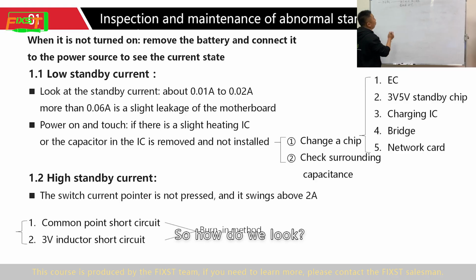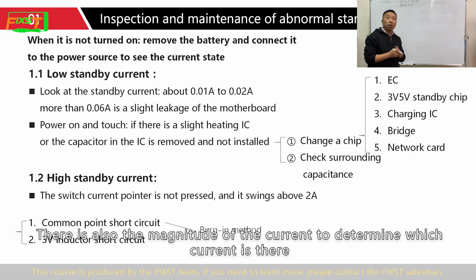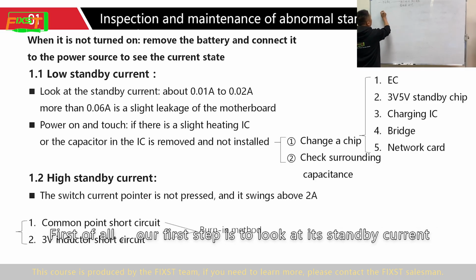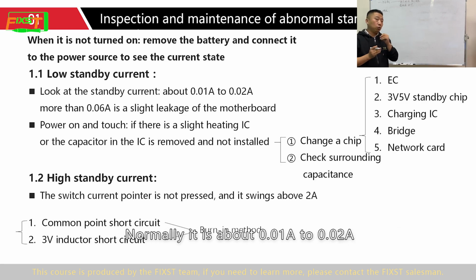So how do we look? We take some common failures and experience in our maintenance. There is also a magnitude of the current to determine which current is there. First of all, our first step is to look at standby current. What is standby? When the switch is not pressed. Normally, it is about 0.01 ampere to 0.02 ampere.